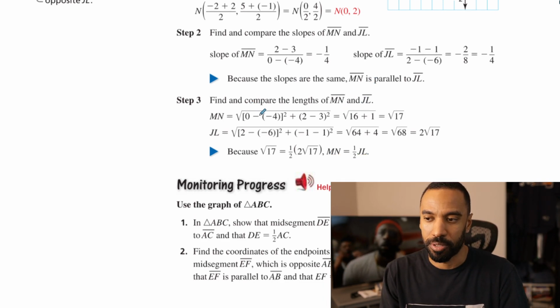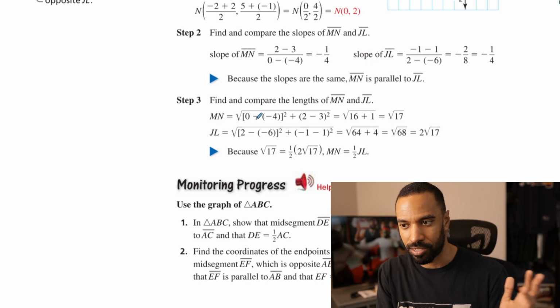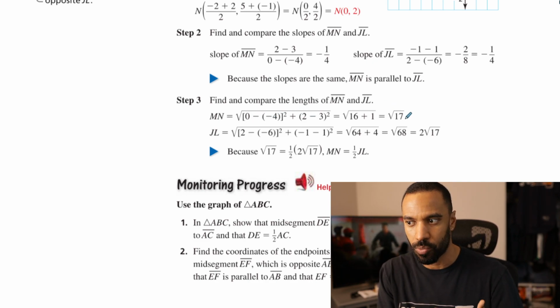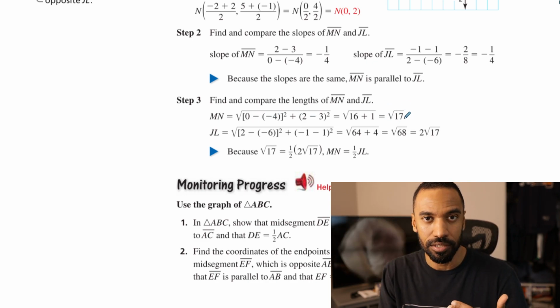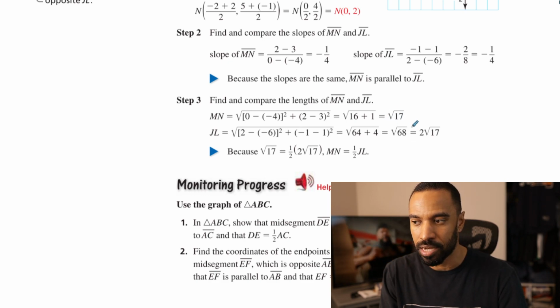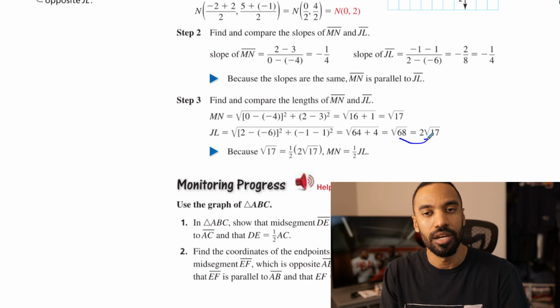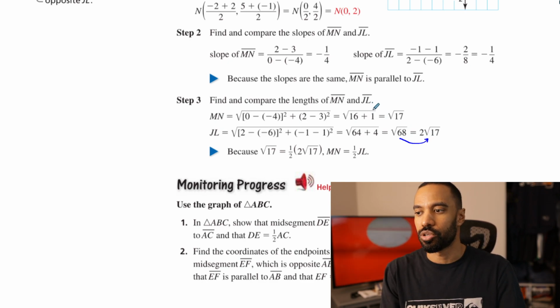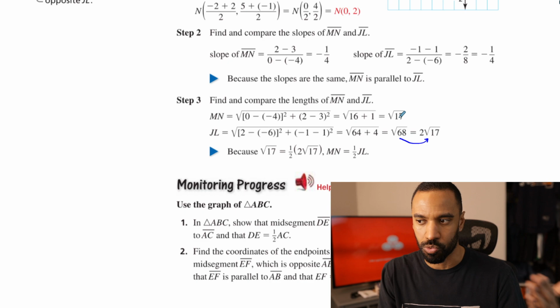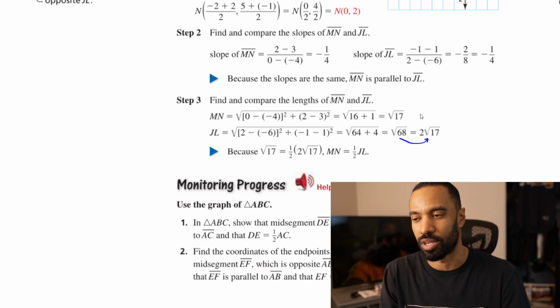Now the distance formula is the square root of the difference in x squared plus the difference in y squared. You get the square root of 17 for the length of segment MN, and 2 root 17, which is simplified from root 68, for the length of segment JL. So they're showing that it's also half of it, because root 17 is half of 2 root 17.